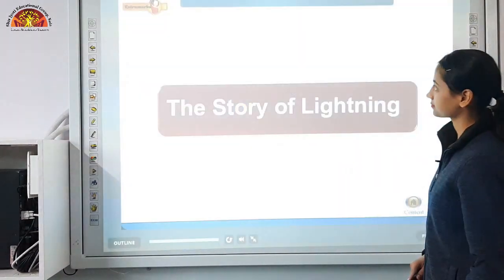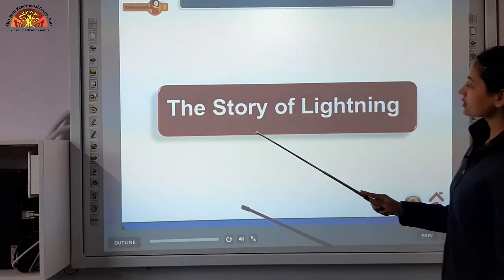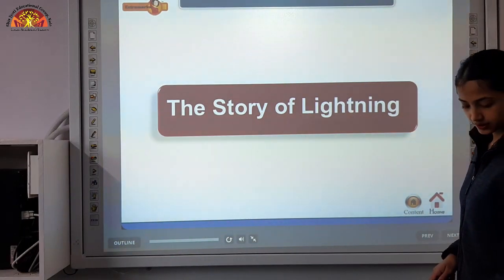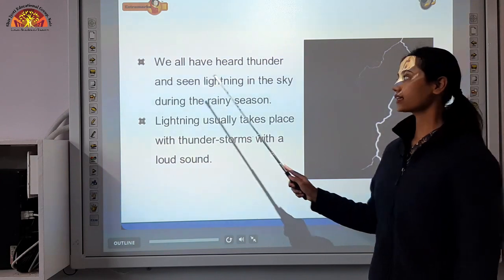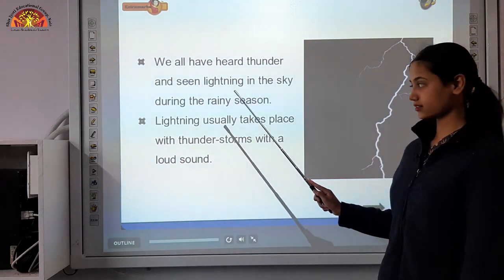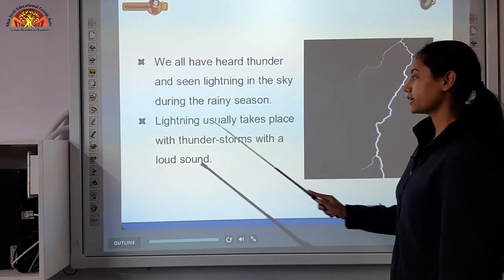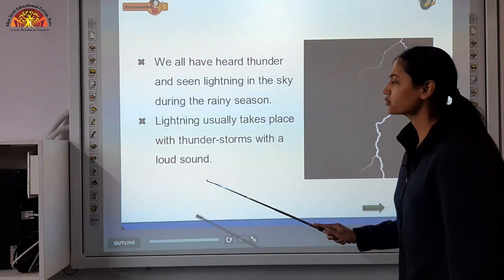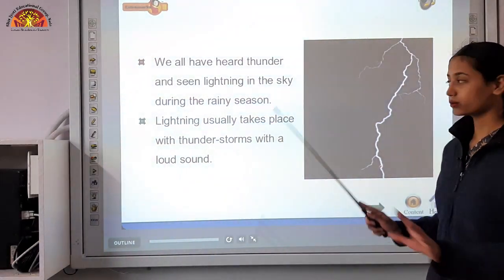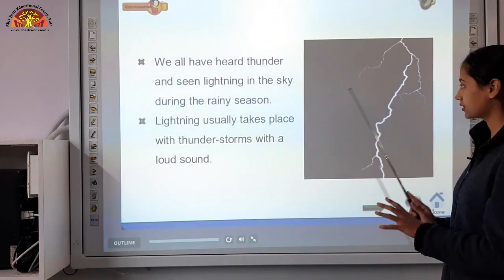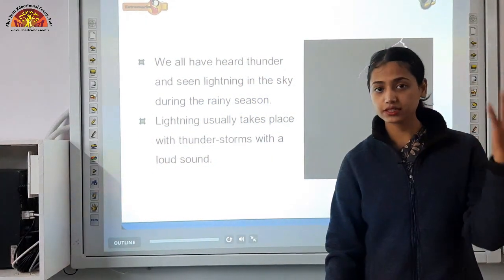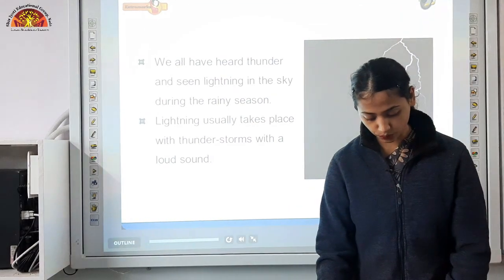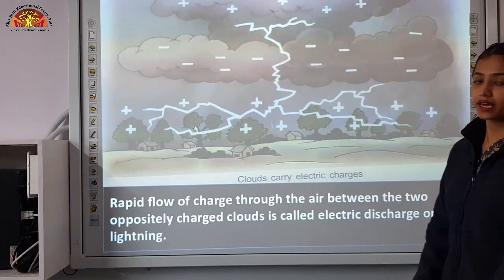Now the story of lightning. We all have heard thunder and seen lightning in the sky during the rainy season. Lightning usually takes place with thunderstorms with a loud sound. You all are familiar with this phenomenon. This is lightning. We see light up above in the sky during the rainy season only. So why does that happen? What is the reason behind lightning?